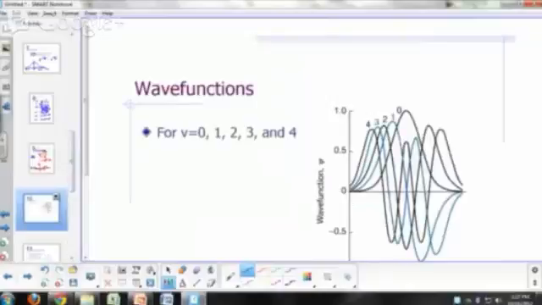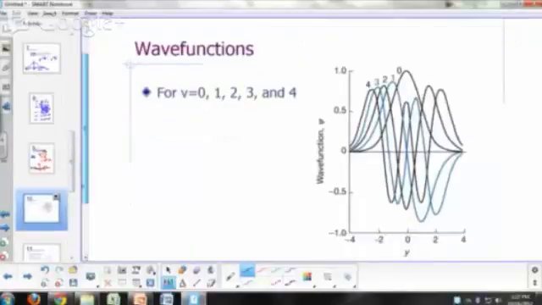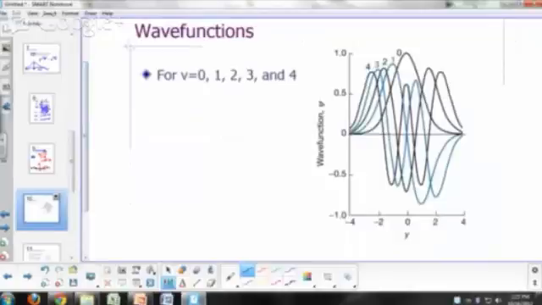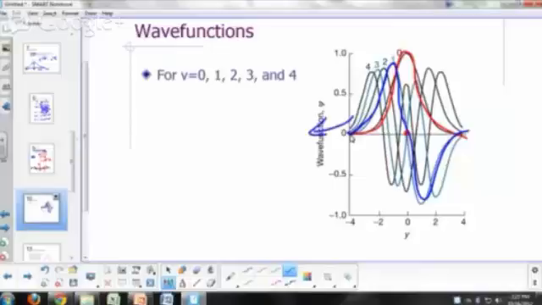And here are the functions sketched in your textbook. Okay, so here's v equals 0. It's just a Gaussian. Your polynomial is just a constant. Right? V equals 1. What do you have? How many nodes do you expect for v equals 1? One node. The node is right there at the origin, so v equals 1 is this one right here. Okay. Note that all of these functions go to 0 at positive and negative infinity.